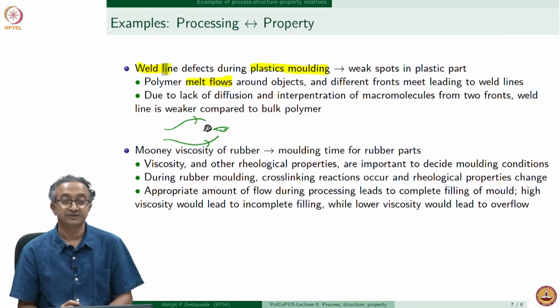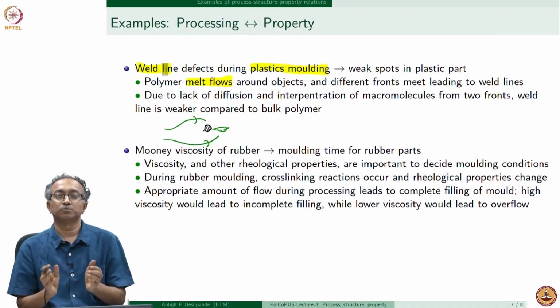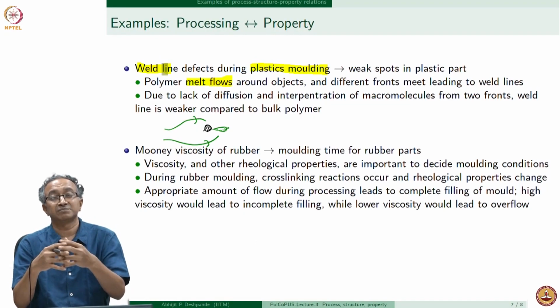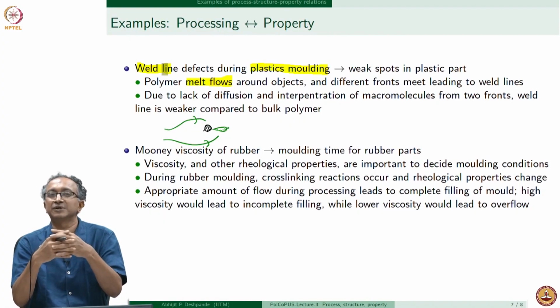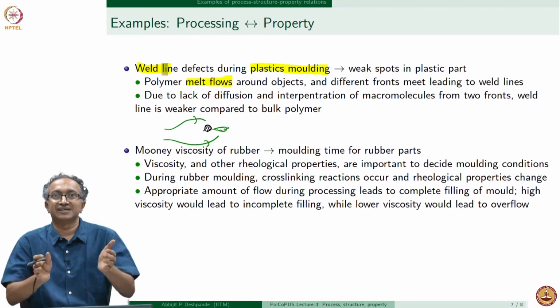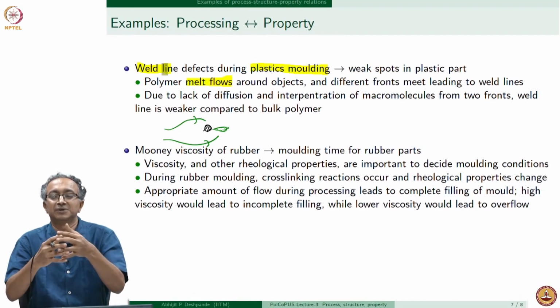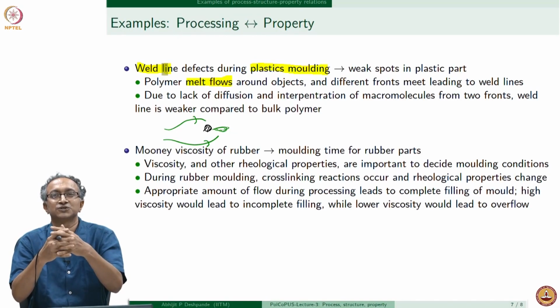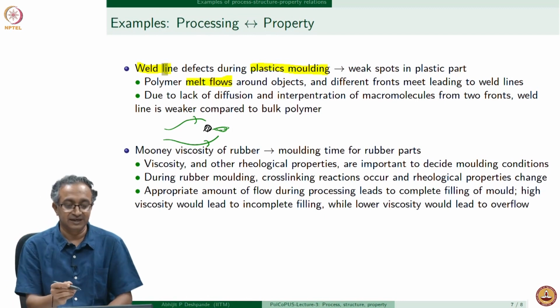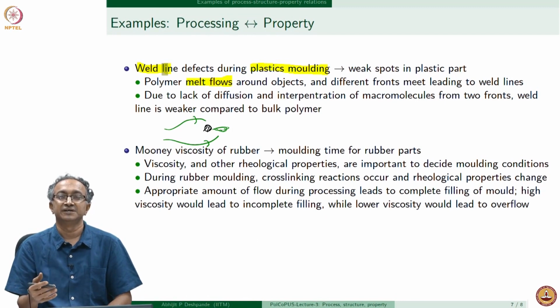So the weld line is going to be the weak spot, because two polymer melt fronts have to come and meet, and then of course macromolecules have to start entangling. But depending on the diffusion rate and depending on the temperature and pressure of our molding operation, this interpenetration may not be sufficient. So in the end, when we get a plastic object, everywhere else the properties will be very strong, but here, since the polymers haven't got enough chance to intermingle and interpenetrate, there will be a weak spot. So this is a case where processing is leading to a property issue in terms of weak spots.